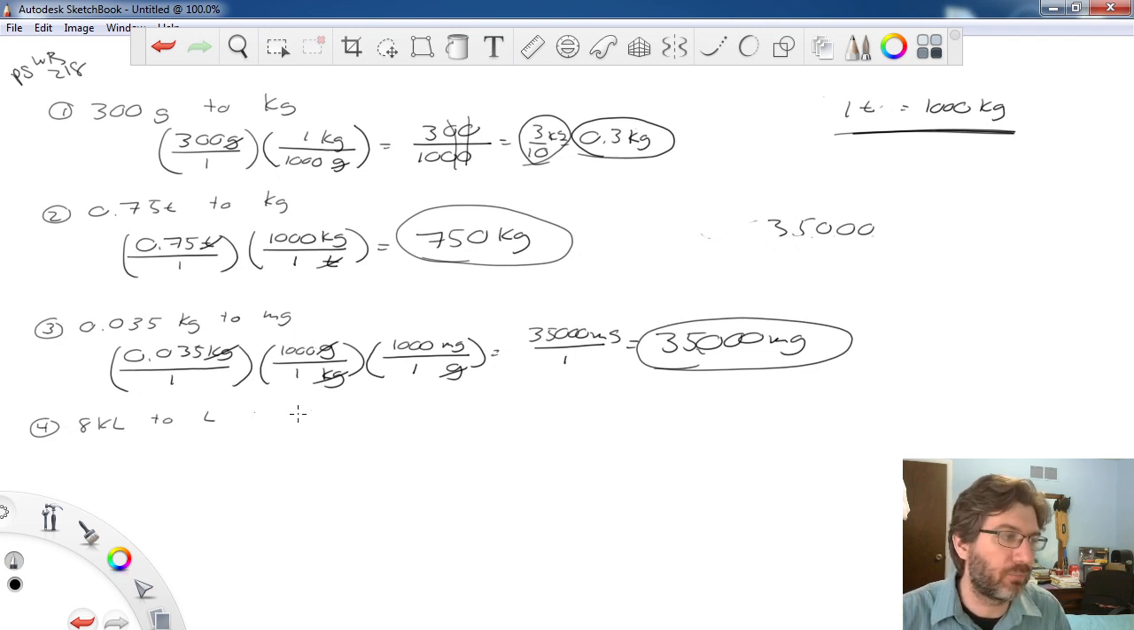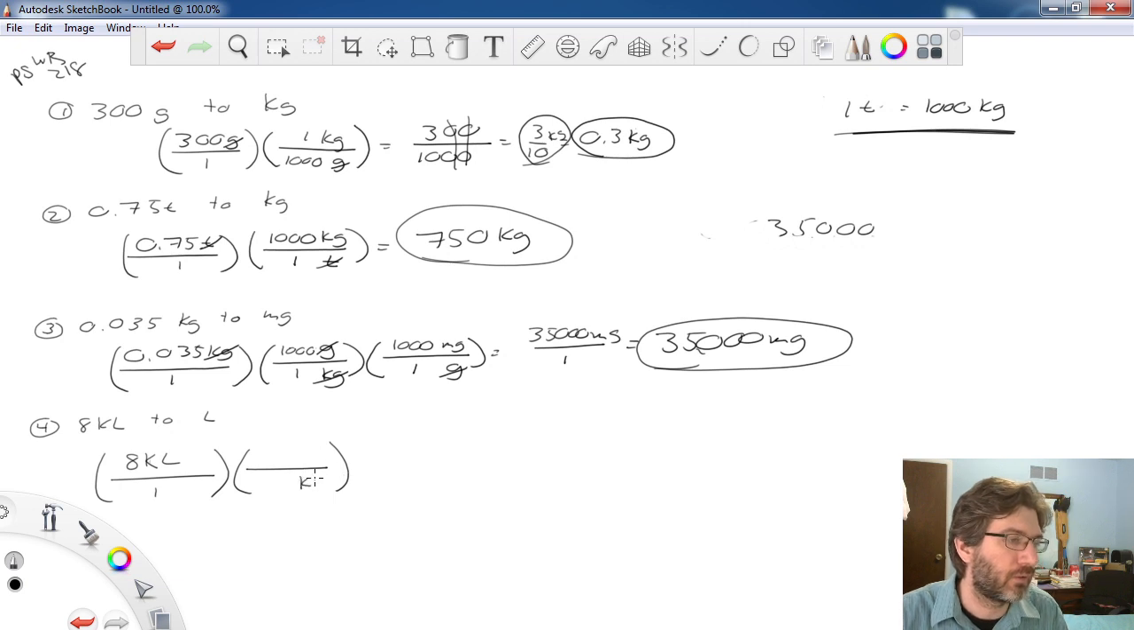Kiloliters to liters, same deal. It's just in capacity now. So we are doing volume as opposed to mass. So over here, this is volume. So we have 8 kiloliters. Keep in mind that the abbreviation for liters is a capital L. You should not be writing lowercase l's. A lot of people make that mistake.